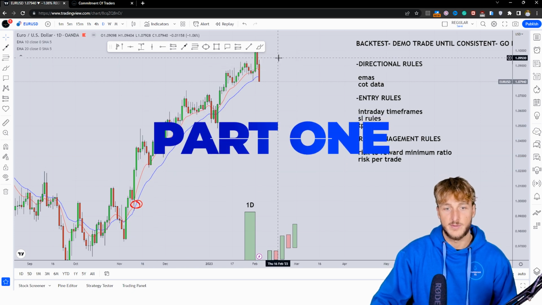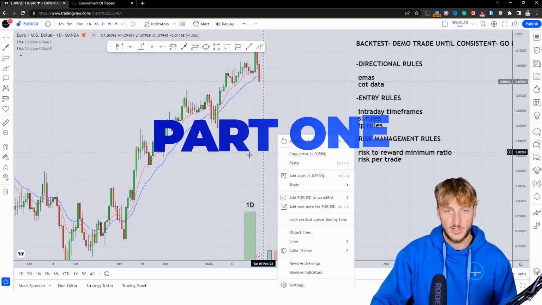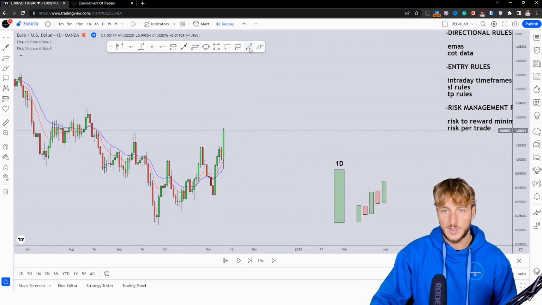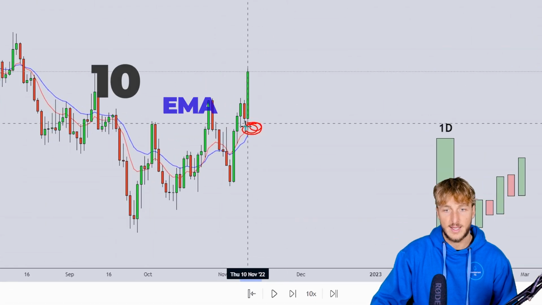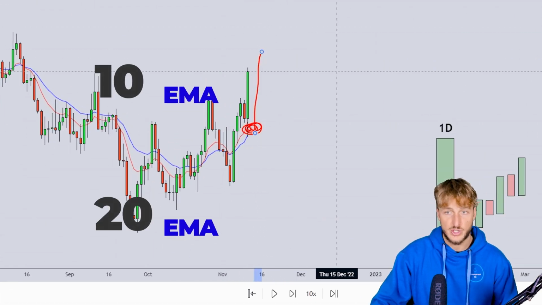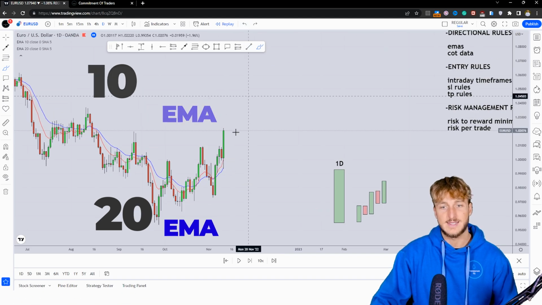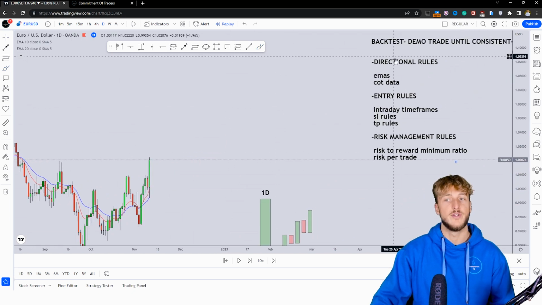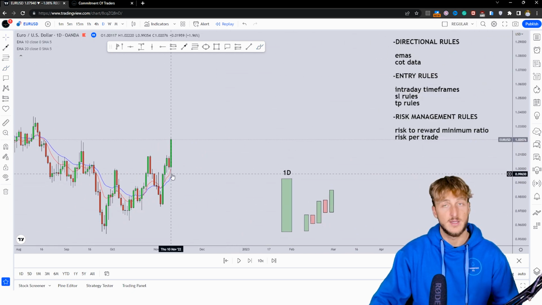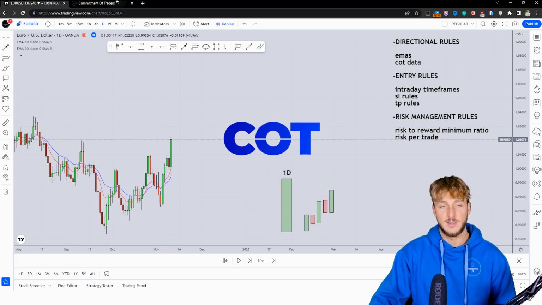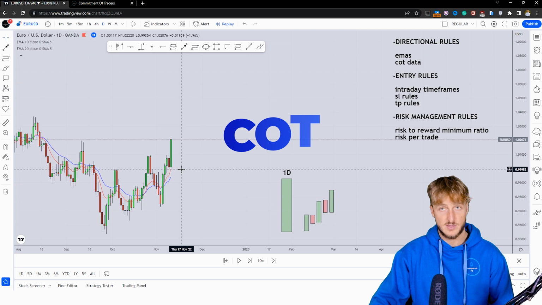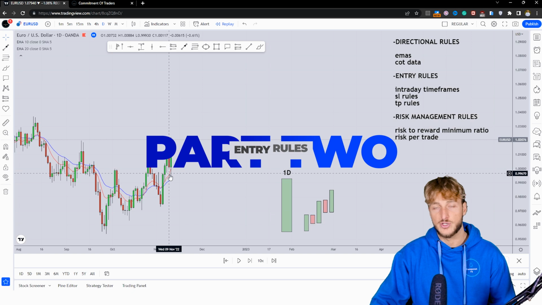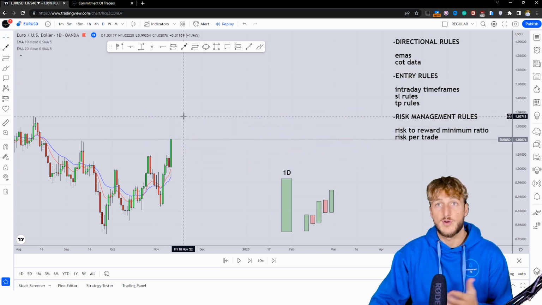So what we can see here is that, for example, at this level, if we use the replay tool, we can see how the market was testing the zone in between the 10 and 20 EMAs and then started rejecting it to the upside. So what we have to do is identify how we could have potentially taken advantage of this, because we have already decided our directional rules and here they are already met because EMAs are cut for long and the net positions were increasing. At this point, we have to understand how we could have taken advantage of this move to the upside from an intraday perspective.